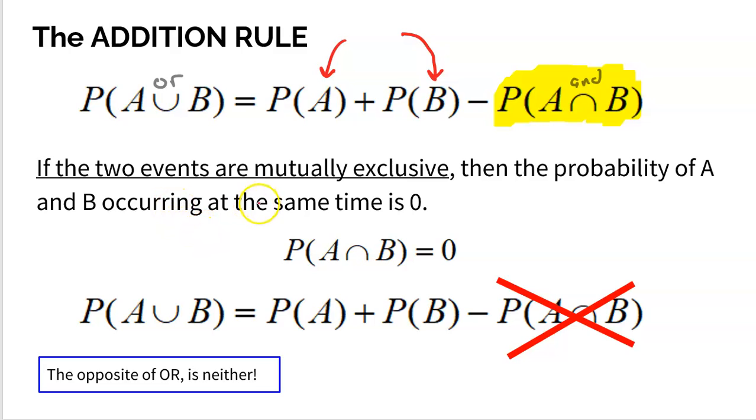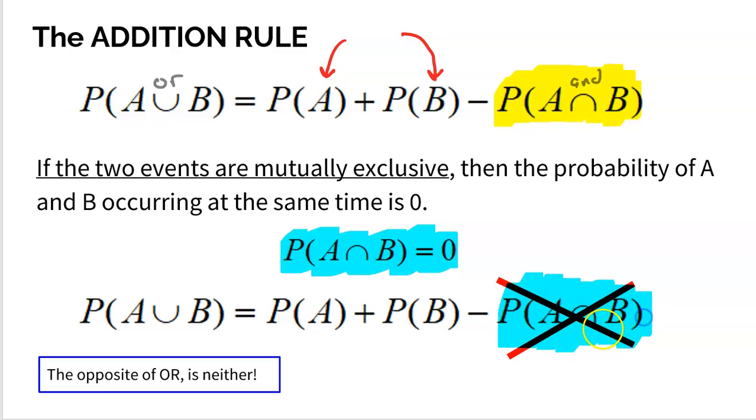Now, if the two events are mutually exclusive, then we know that the probability of A and B equals 0. So in that case, we don't even have to worry about this back part. You ignore it because it's a 0 anyway, and you just focus on the fact that you add A and B together. Okay, easy.